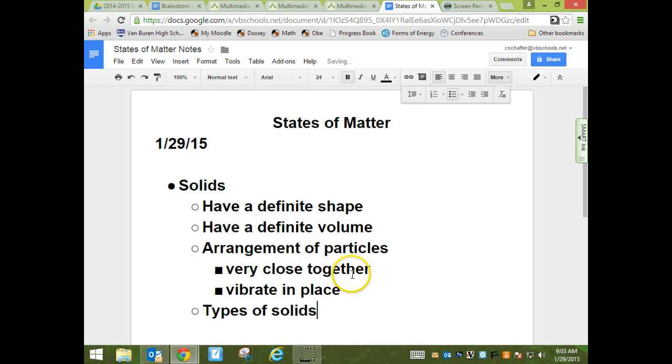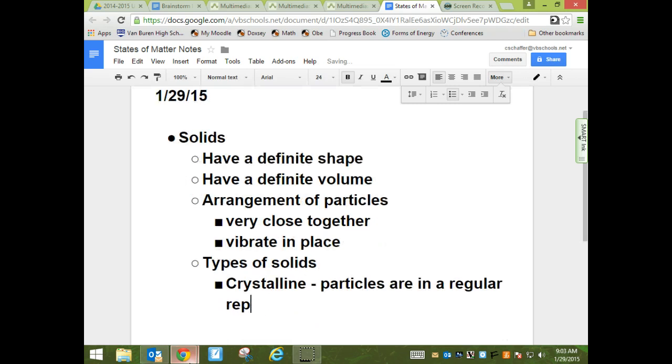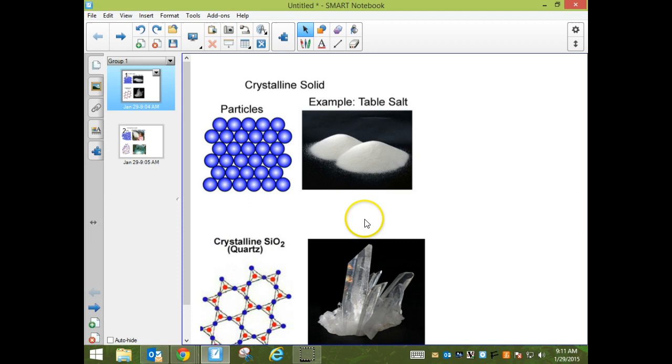Types of solids. And our first type is crystalline. In crystalline solids, particles are in a regular repeating pattern. So what we mean by the particles in a crystalline solid being in a regular repeating pattern, here's table salt, which is an example of a crystalline solid, and you can see, do you see how it's very orderly, and they're in that 1, 2, 3, 4, 5, 1, 2, 3, 4, 5, 6. They're in nice rows, they're very organized.